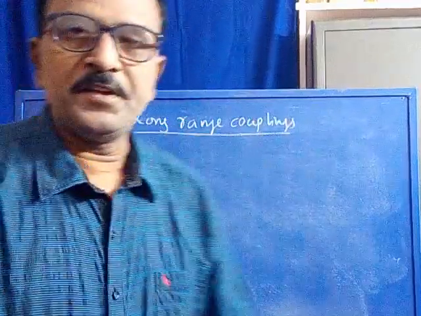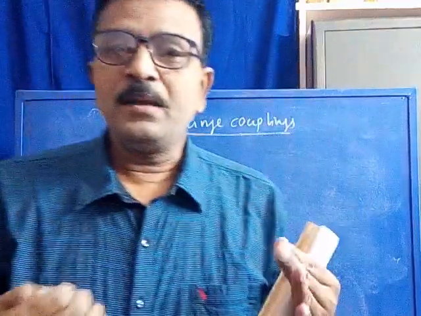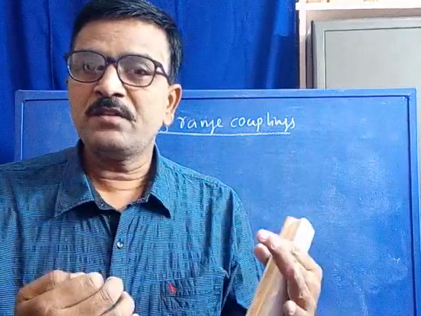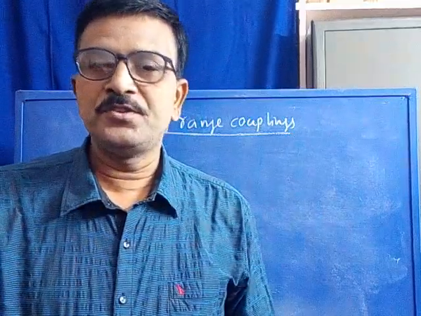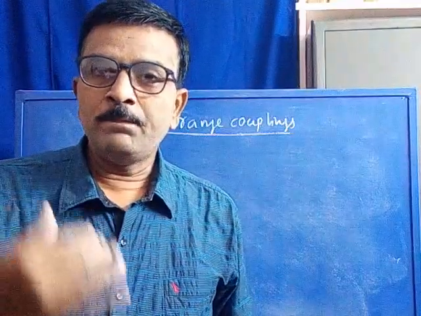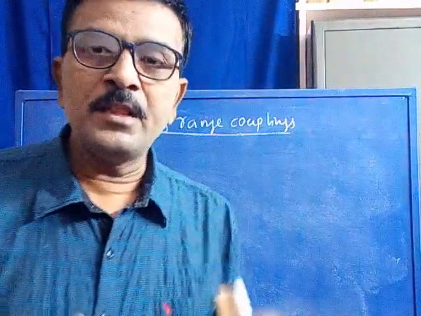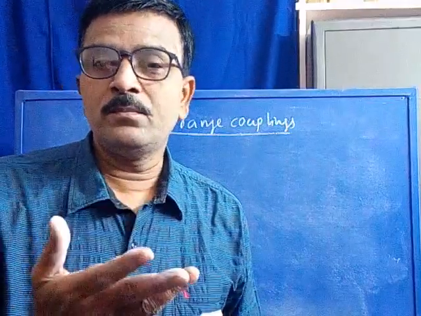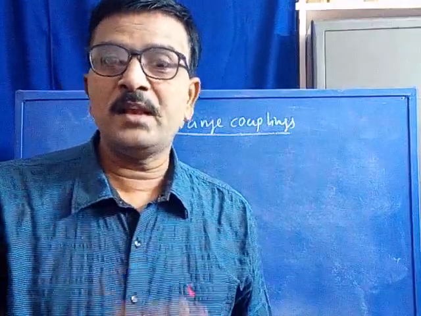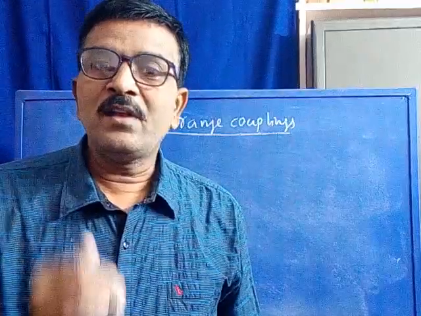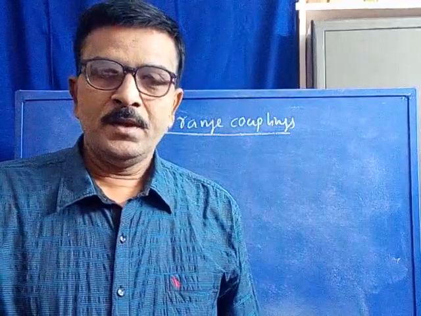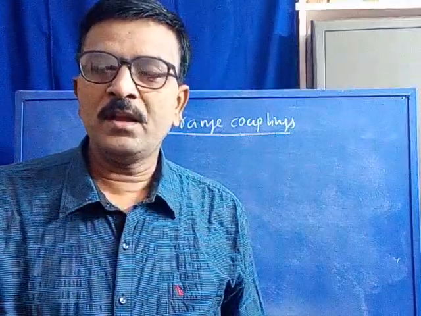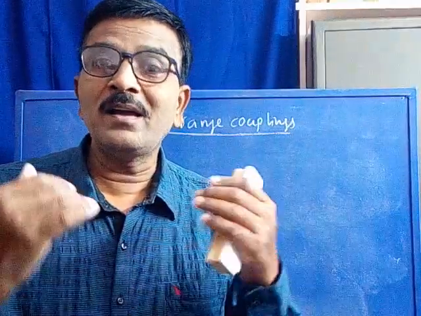Long range couplings. The coupling interactions between protons which are separated by up to 4 bonds, that is, more than 3 bonds, are called long range couplings. If there are 3 bonds, it is vicinal. If there are 4 bonds between the coupled protons, it is known as long range coupling.